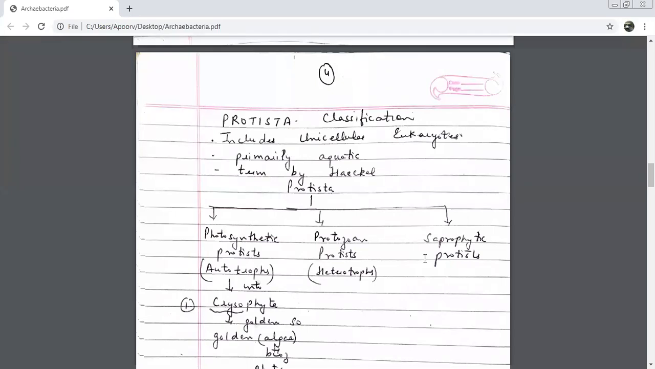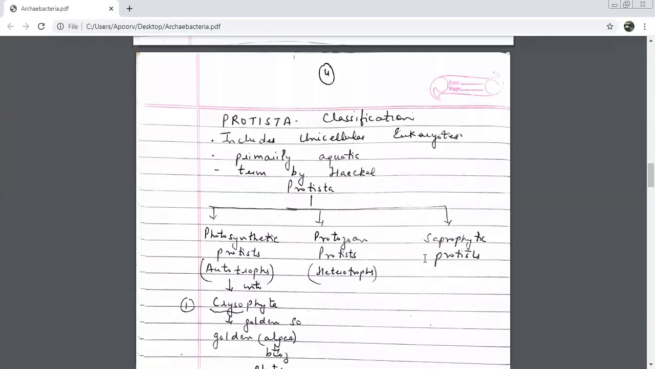Let us classify Protista now. Photosynthetic protists, protozoan protists, and saprophytic protists. We have mainly three categories of Protista: photosynthetic, protozoans, and saprophytic. I'll be taking up each one separately over here.